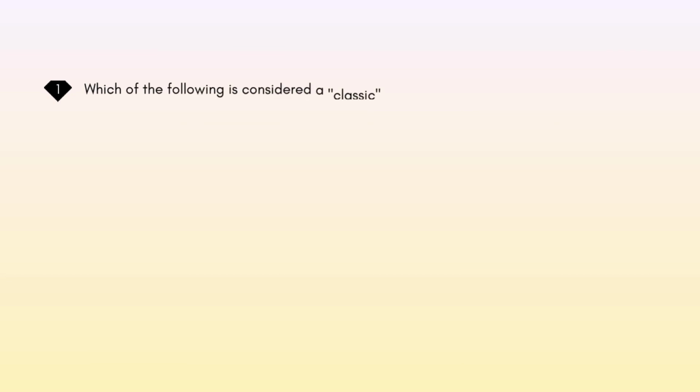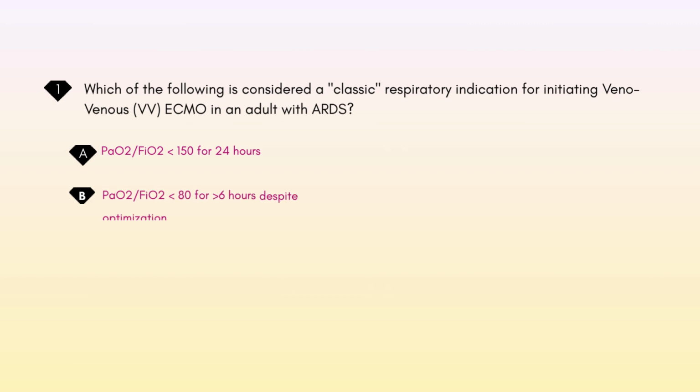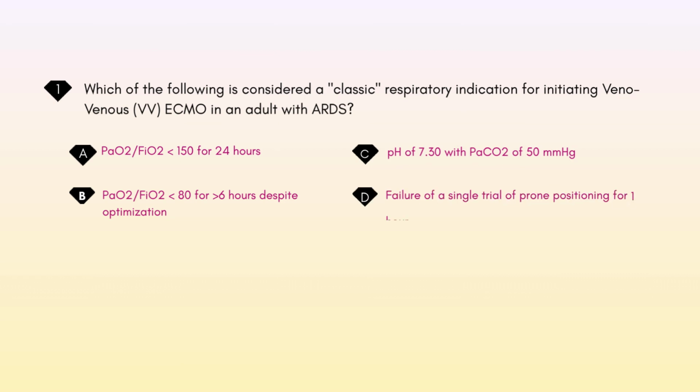Which of the following is considered a classic respiratory indication for initiating venovenous (VV) ECMO in an adult with ARDS? A. PaO2/FiO2 less than 150 for 24 hours. B. PaO2/FiO2 less than 80 for greater than 6 hours despite optimization. C. pH of 7.30 with PaCO2 of 50 mmHg. D. Failure of a single trial of prone positioning for 1 hour.